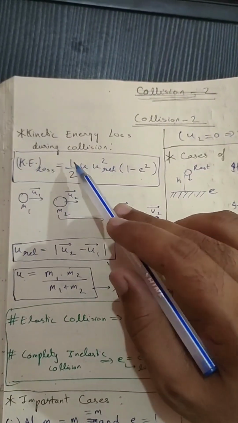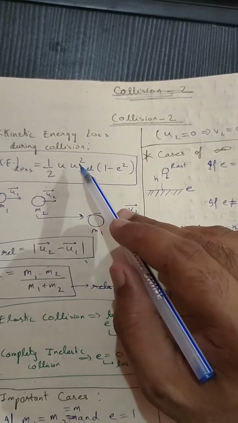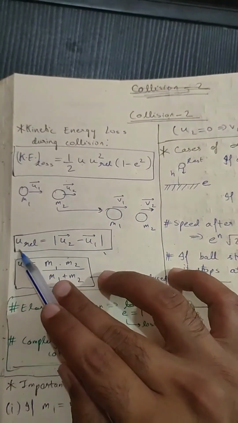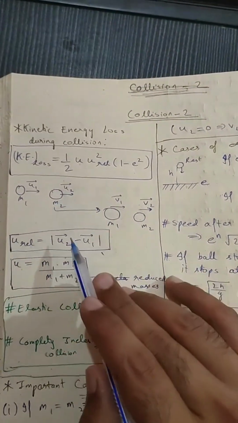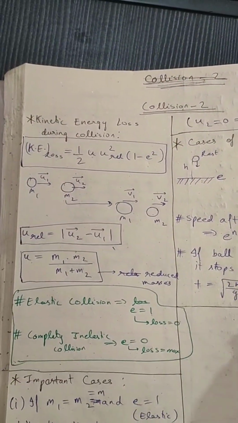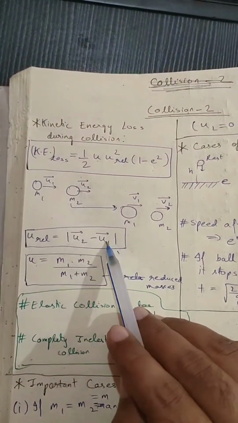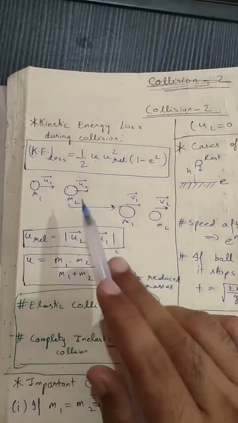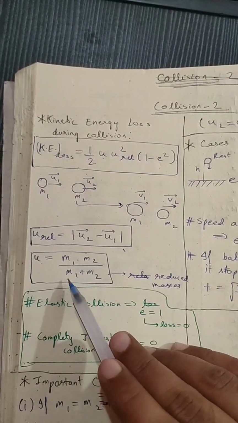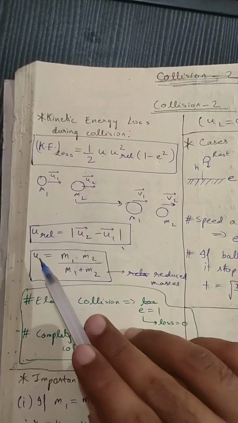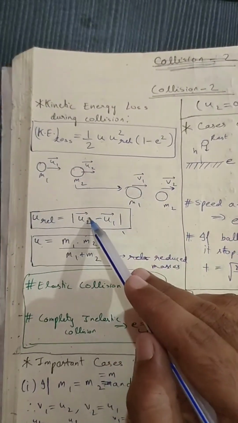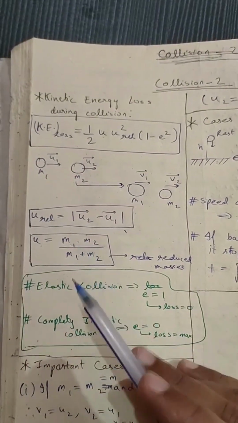So the kinetic energy loss formula is equal to half of mu, u relative whole square, into 1 minus e square. What is u relative? U relative is the difference between both the initial velocities, which is equal to u2 minus u1. And then we have the other value mu, which is equal to m1 m2 upon m1 plus m2. Mu is the reduced mass basically. So this is the kinetic energy loss formula, and that is what we mean by the important formulas.